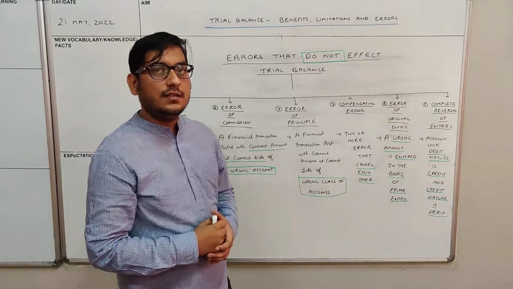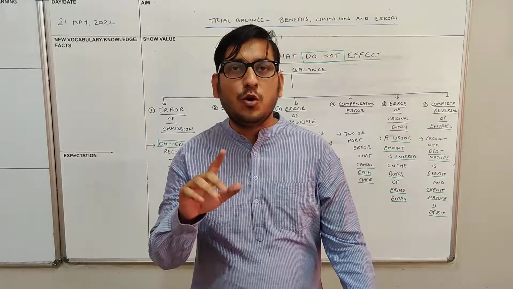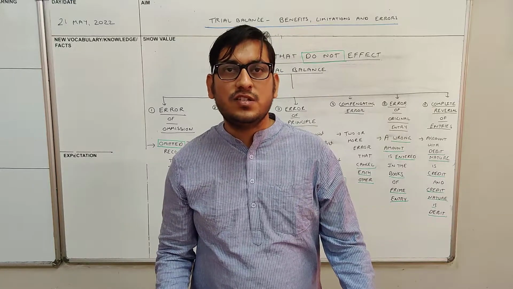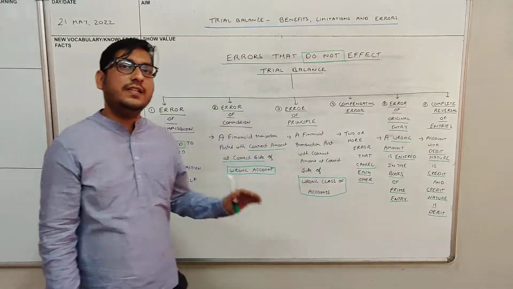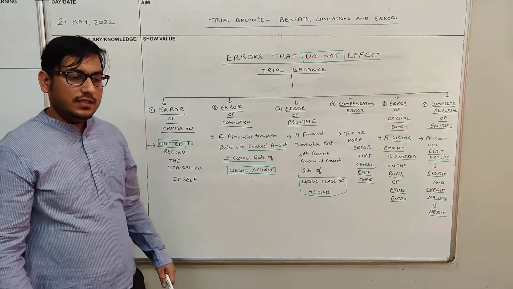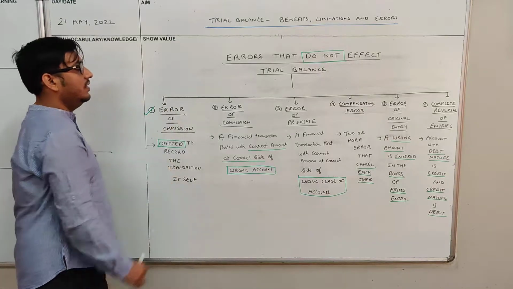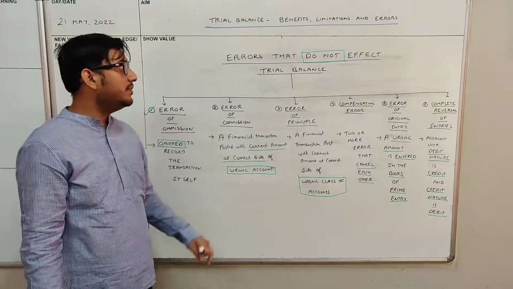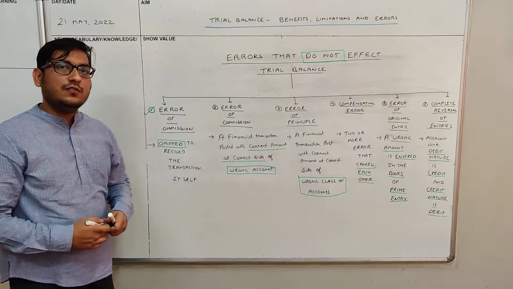So students, I hope you have prepared the chart. You can pause the video and just prepare this chart. We are now continuing with our one by one explanation of each and every type of error. The first one is the error of omission. I used the wrong word, it's not principle, it's errors. The errors of omission. So what is error of omission?